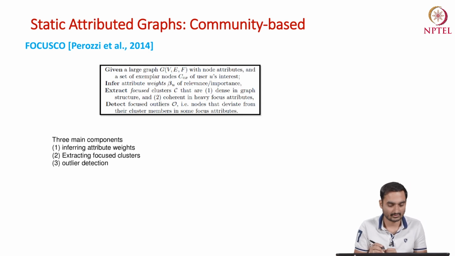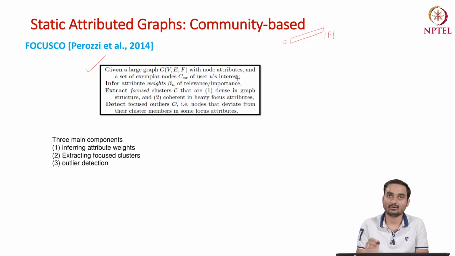All right. So, this is the problem statement. Given a large graph G(V, E, F), V is the set of nodes, E is the set of edges and F is a set of attributes. Remember, each node has a vector of size |F| of attributes. We are also given a set of exemplar nodes C_EX.